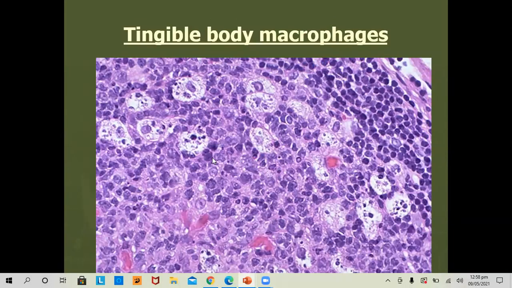This slide shows the tingible body macrophages. These are the macrophages that have eaten up the apoptotic lymphocytes.